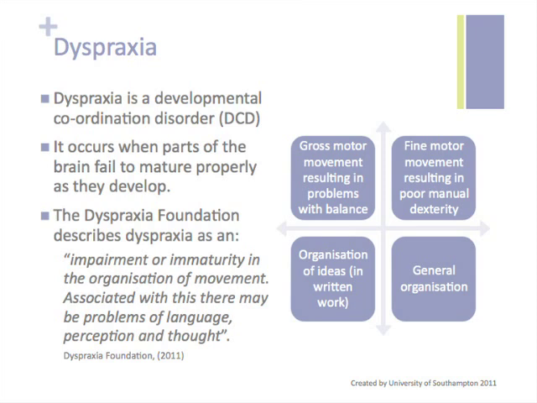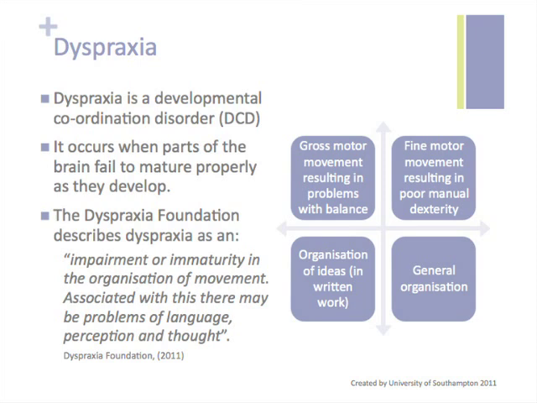Dyspraxia is sometimes called developmental coordination disorder, or DCD. It occurs when parts of the brain fail to mature properly as they develop. The Dyspraxia Foundation describes dyspraxia as an impairment or immaturity in the organisation of movement. Together with this, there may be problems with language, perception and thought. There is some controversy about what dyspraxia actually is, but most people agree that it affects gross motor skills, which can result in problems with balance, and fine motor skills, resulting in poor manual dexterity.